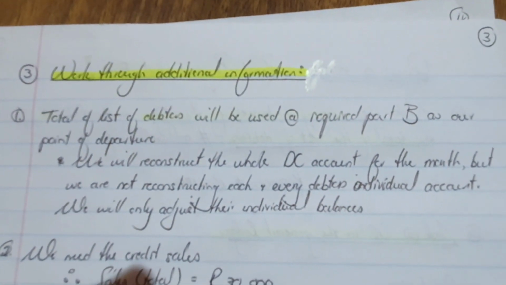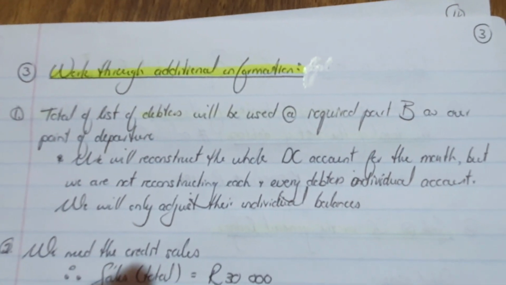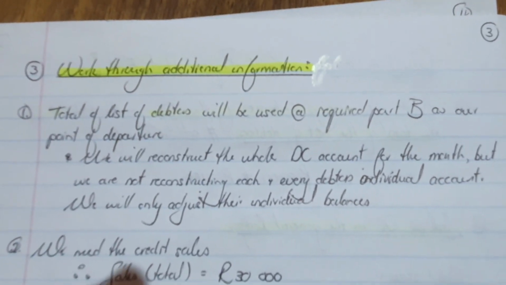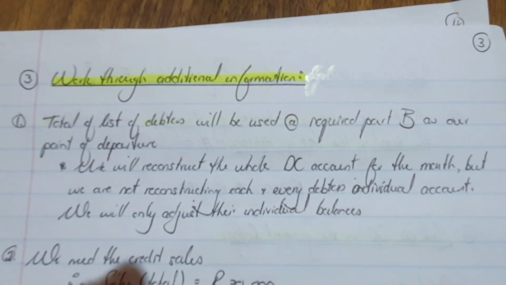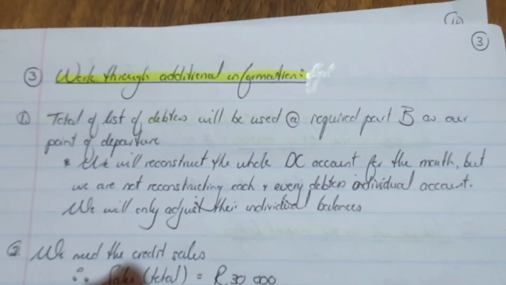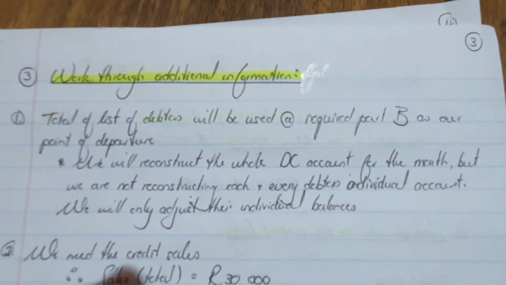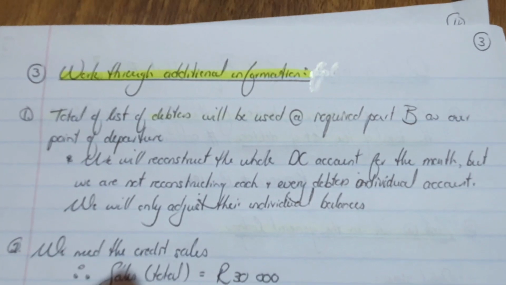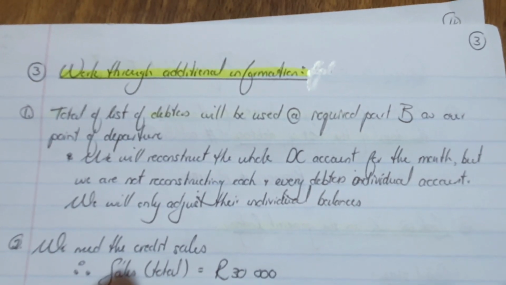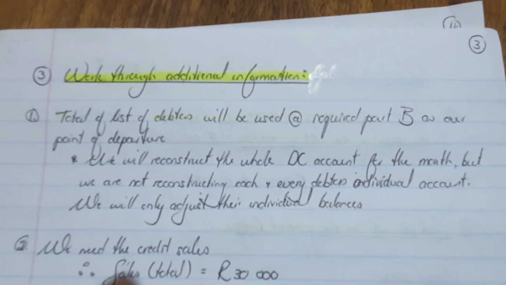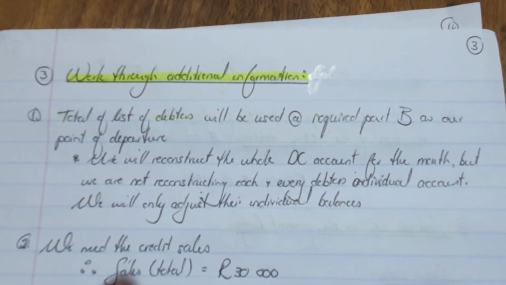In additional information number 1, the total of the list of debtors will be used as part of required part B, which is our point of departure. We will then need to remember that, although we are going to reconstruct the whole debtors control account in the general ledger for the whole month, we are not going to reconstruct each and every debtor's individual account. We will only therefore adjust the individual balances.